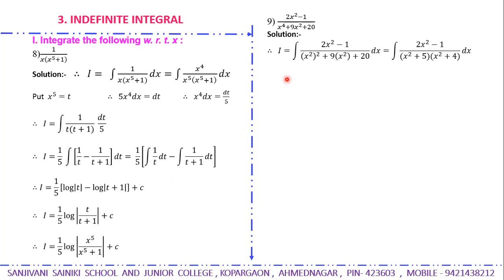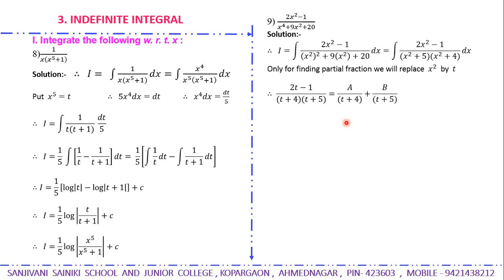Now, this is the ninth example, and the example is simple. In the denominator, we have x square and x square. Everywhere you see, the power of x is 2 only. So for finding the partial fractions in this case, we will replace x square by t. Then simplify it, and you will get the value of a.